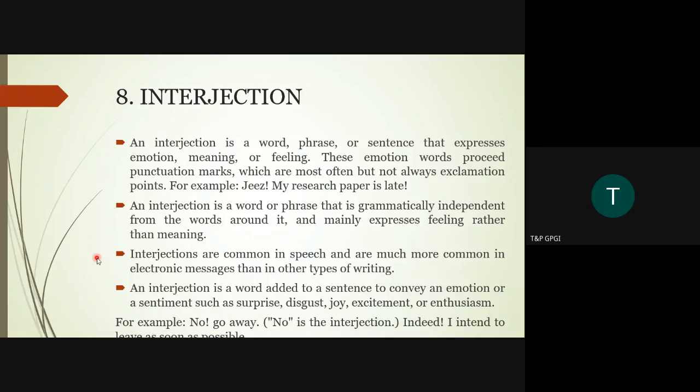So an interjection is a word, phrase, or sentence that expresses emotion. Okay, it expresses emotion or feeling. These emotions can be anything, but it proceeds with a punctuation mark. I can give you an example, or an exclamation mark. Geez, my research paper is late. Okay, the paper I was working on is late. So how will I say it? Geez, my research paper is late. Okay, this is how you express it. It's an emotion that you are expressing, or you're feeling.